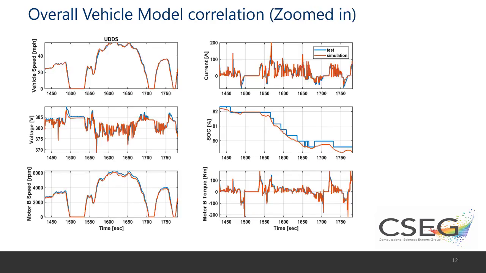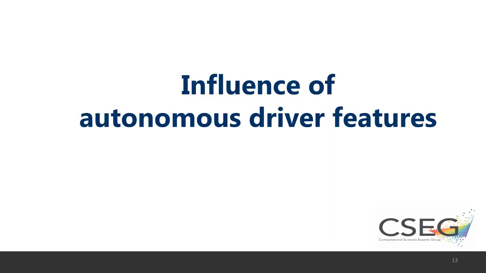And here is a little bit more zoomed in picture of the exact same correlation, just so we can see how the model did in terms of capturing the peak currents and peak voltage changes and peak torque changes. And this is particularly important because we are interested in the battery heat loads, but also the peak heat loads, which will be a function of the current. So that was our baseline vehicle model, and with that we'll then look at the influence of autonomous driving features.